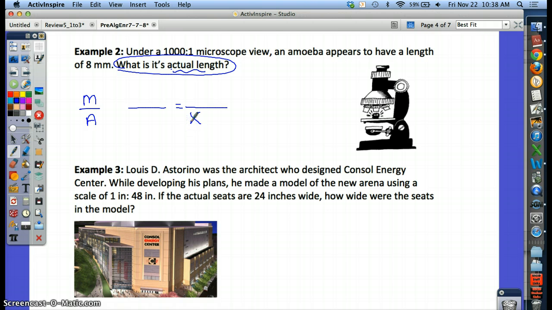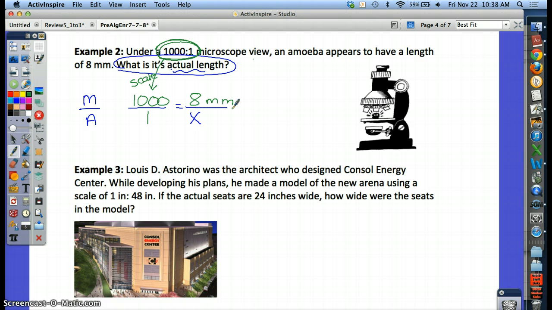Look for a scale. A scale should be given to you somewhere. There is a scale in this problem, but I think this one's kind of sneaky. But where's the ratio? Remember, ratios can be written with these colons too. Here's your scale. The microscope makes something that's in the actual world size of 1 1,000 times its size. So the model is 1,000 times the actual being 1. This is your scale. They gave that to you. I need one more piece of information. It says under the microscope, so within the model or within the drawing, the amoeba appears to have a length of 8 millimeters. So that 8 goes on top there. Now you're ready to solve.